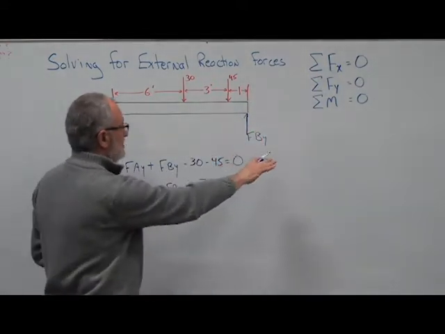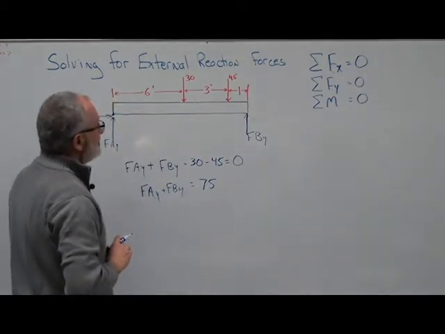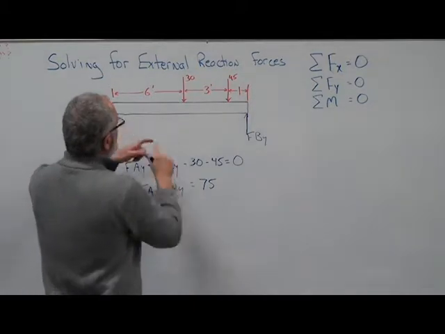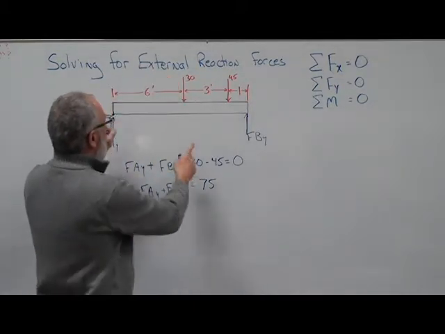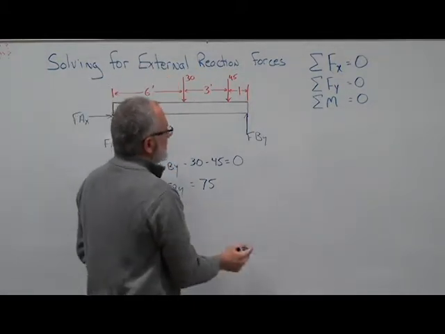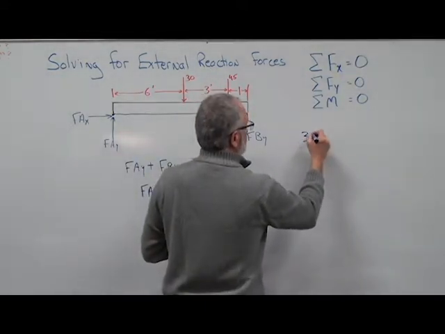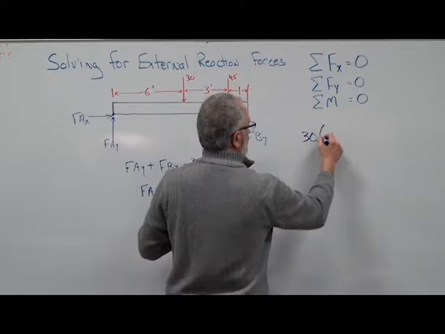So I'm going to try to draw this over here. Hopefully you'll be able to see it. So sum of the moments has to equal 0. Well, the first moment is 30, and a moment is force times distance. So we're going to say, well, it's 30 times 6.